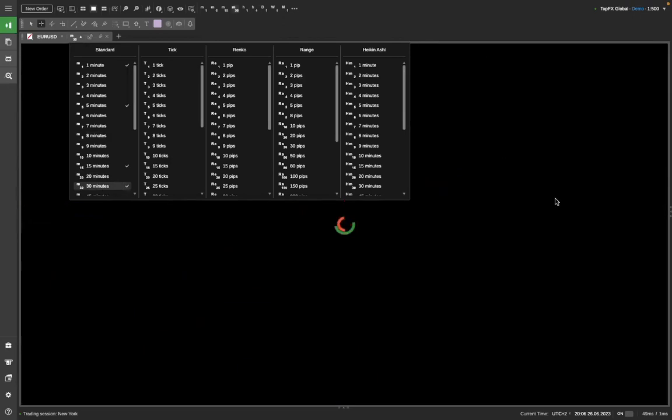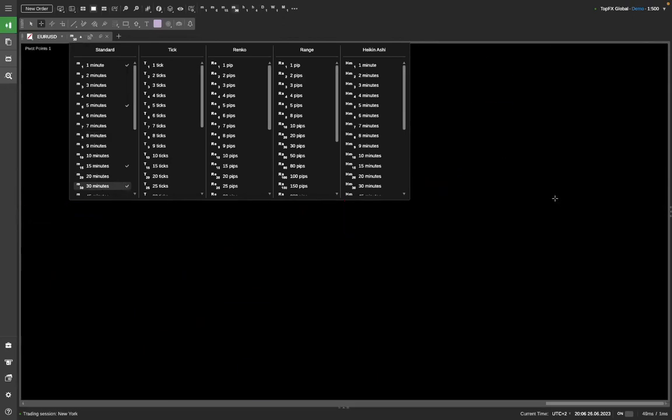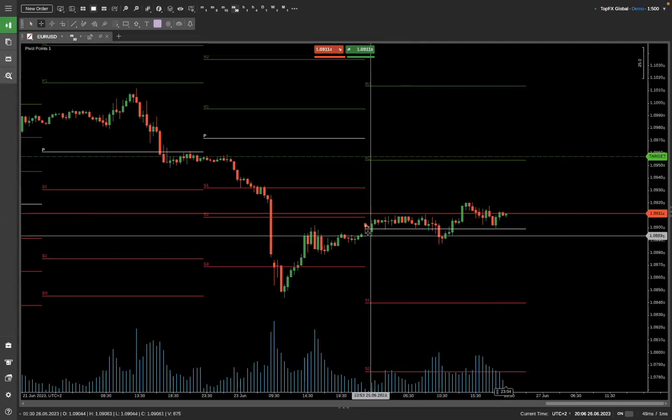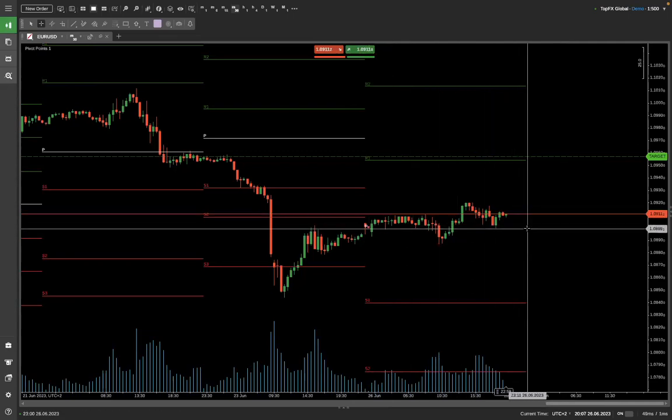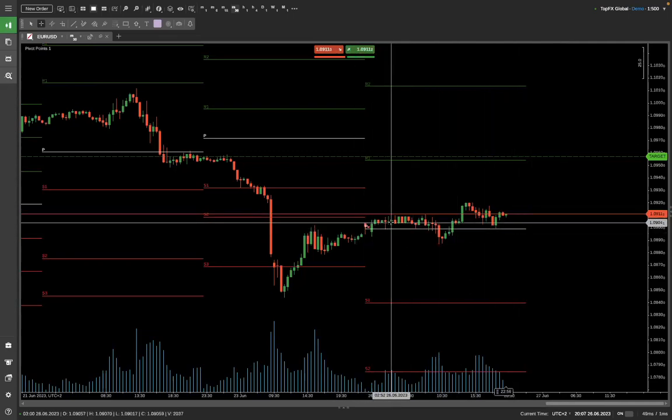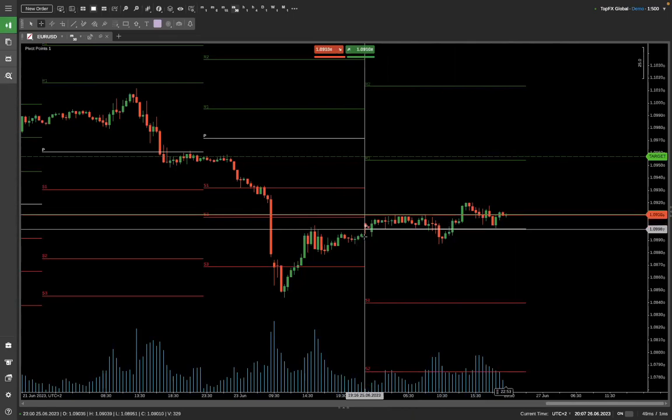I will use the 30 minutes time frame right now. As you can see, the level is still the same, 1.0899, but the length of this pivot is now longer because every candle is 30 minutes. So that means this is the beginning of the pivot and the beginning of the new day.